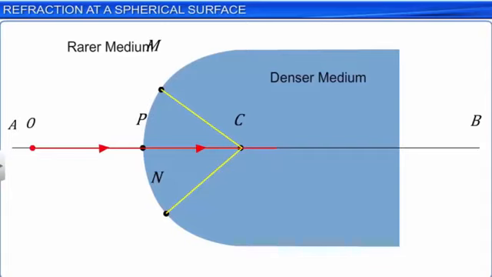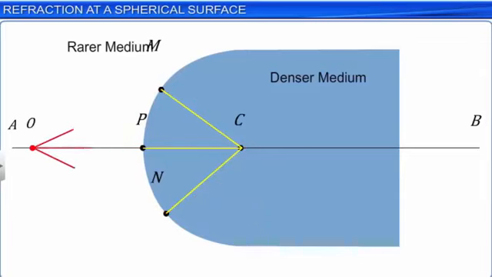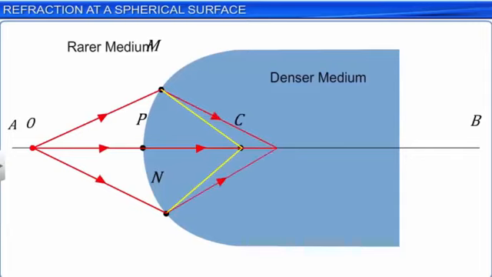All the refracted rays converge to a point on the principal axis and form a point image I. Here, PO is the object distance u and PI is the image distance v. And if the radius of curvature is R, then PC is equal to R.